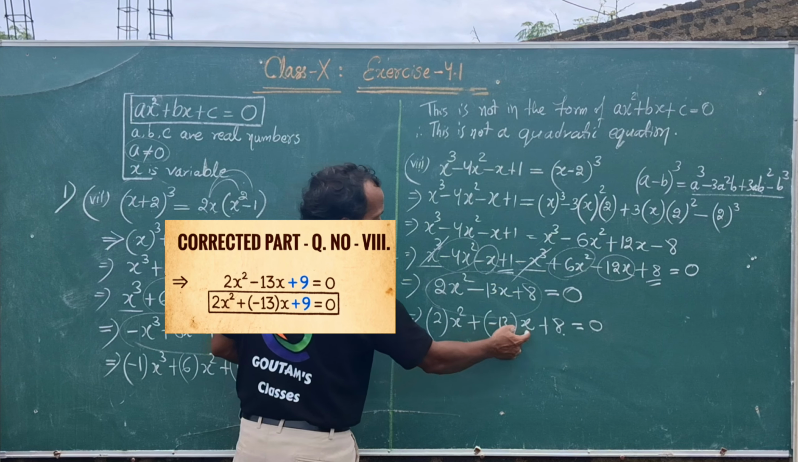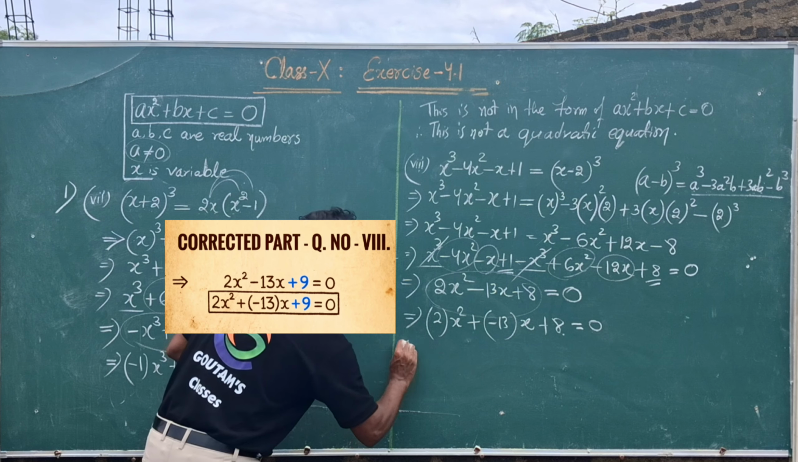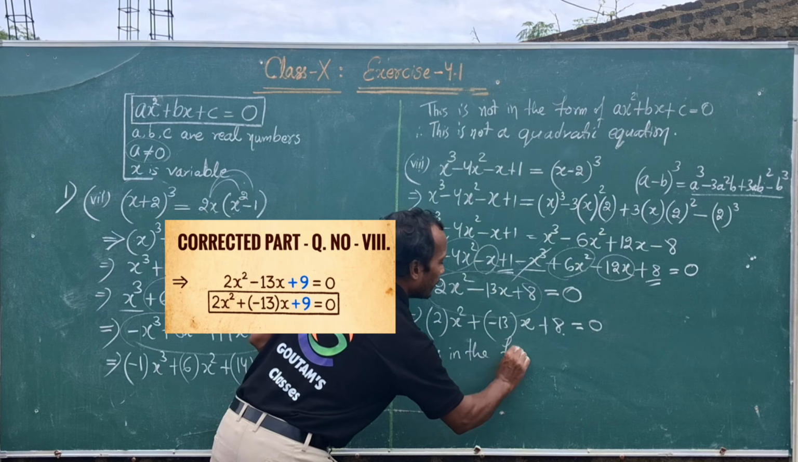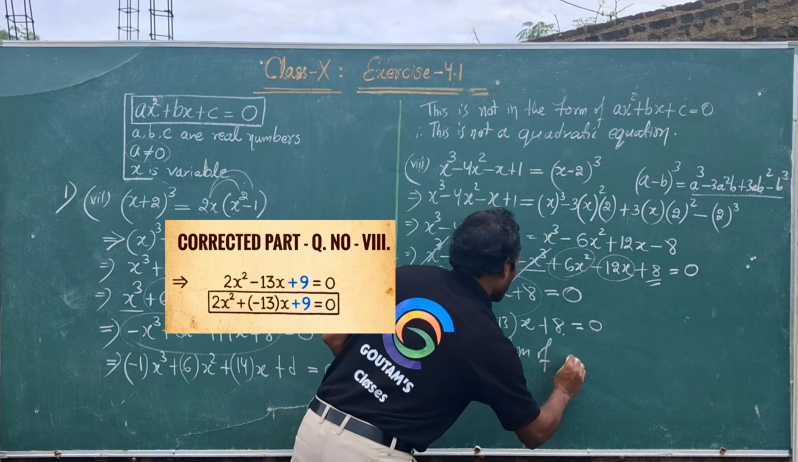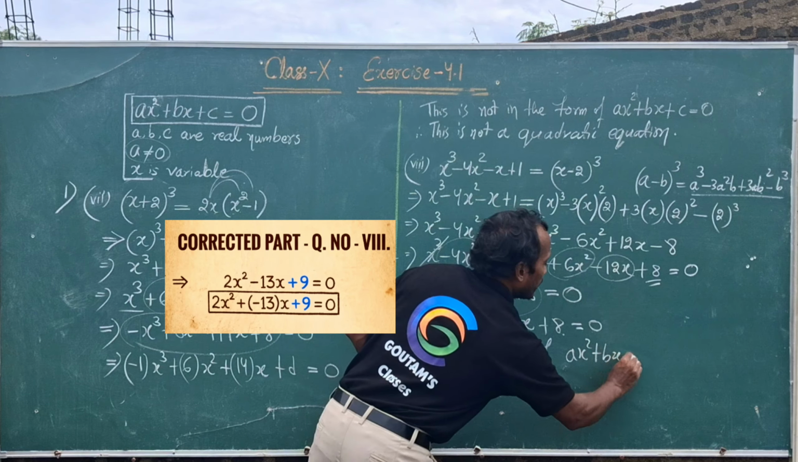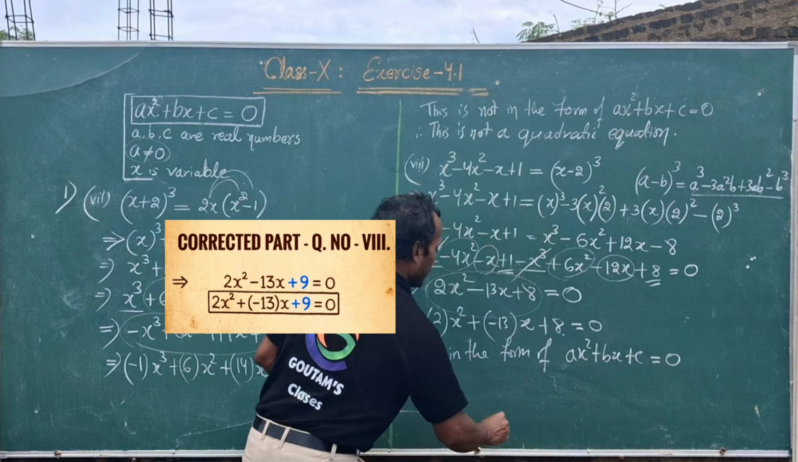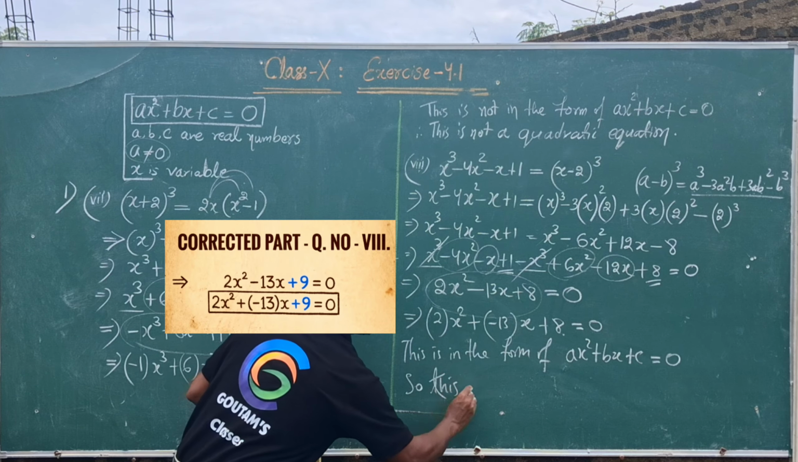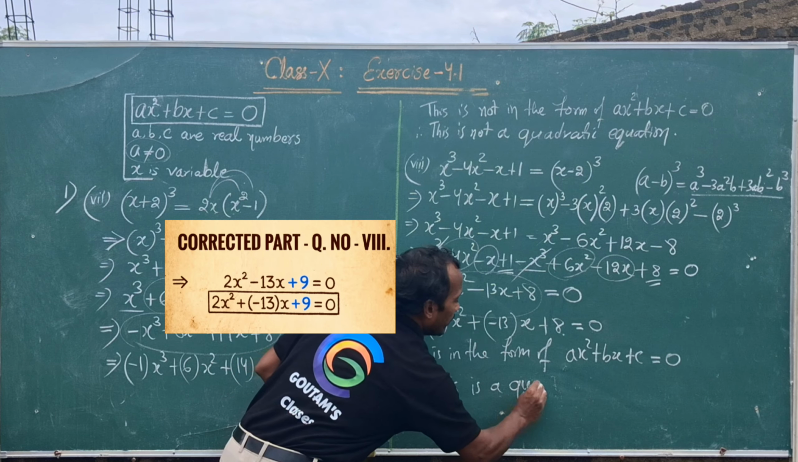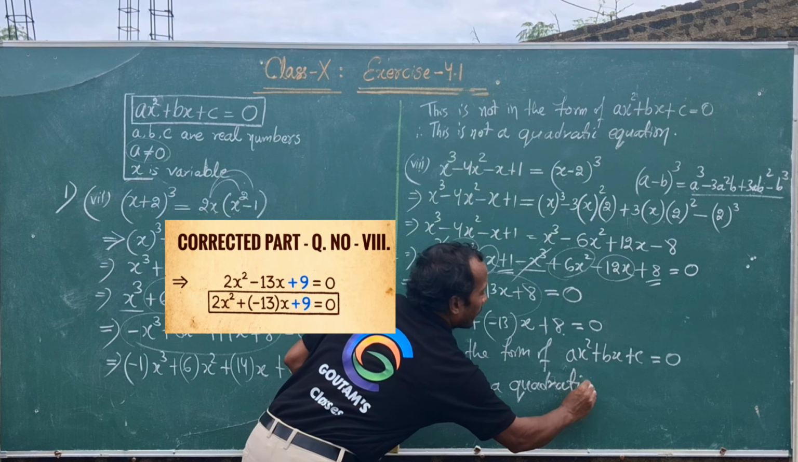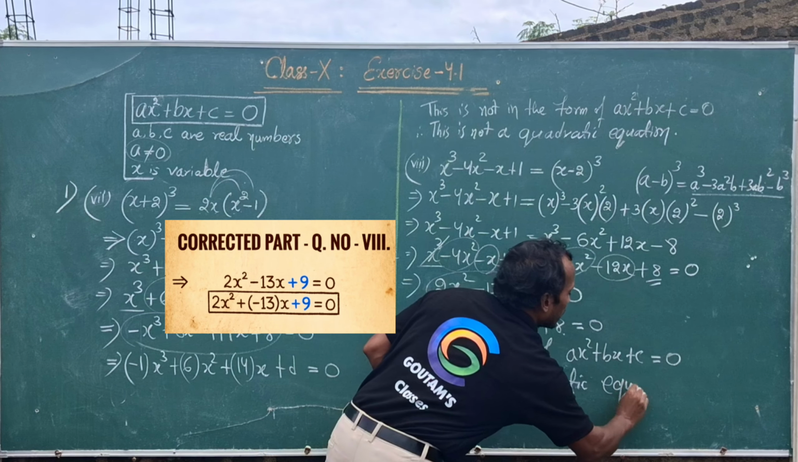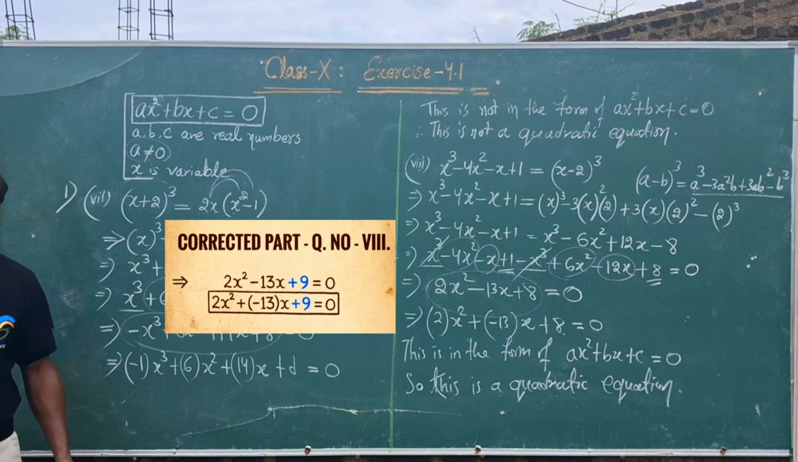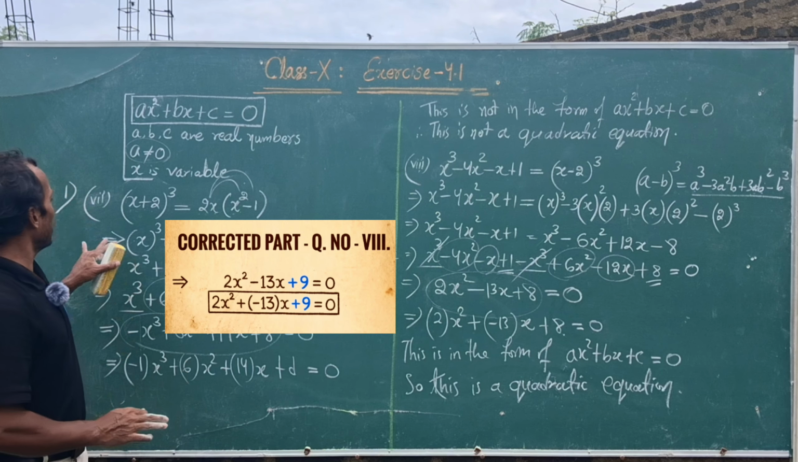Ax square plus bx plus c. So this is in the form of ax square plus bx plus c equals 0. So this is a quadratic equation. This is a quadratic equation. Hope it is clear to you all. So we end with question number 1 here.